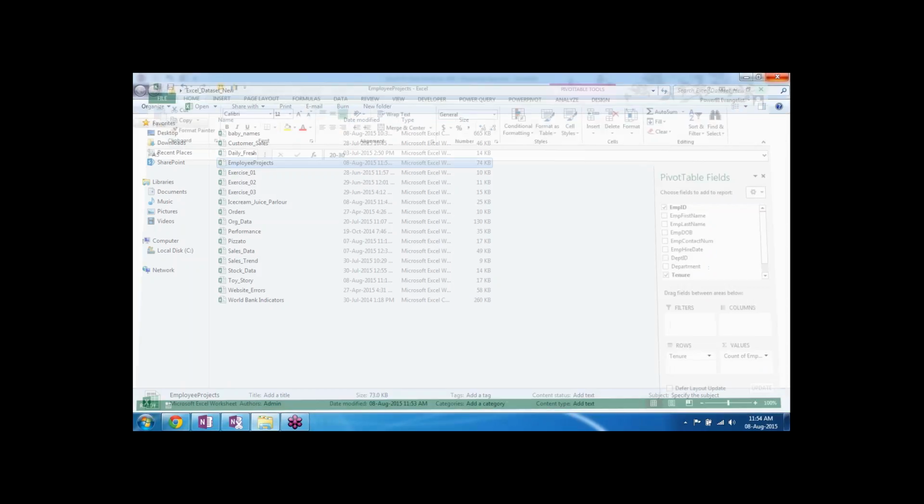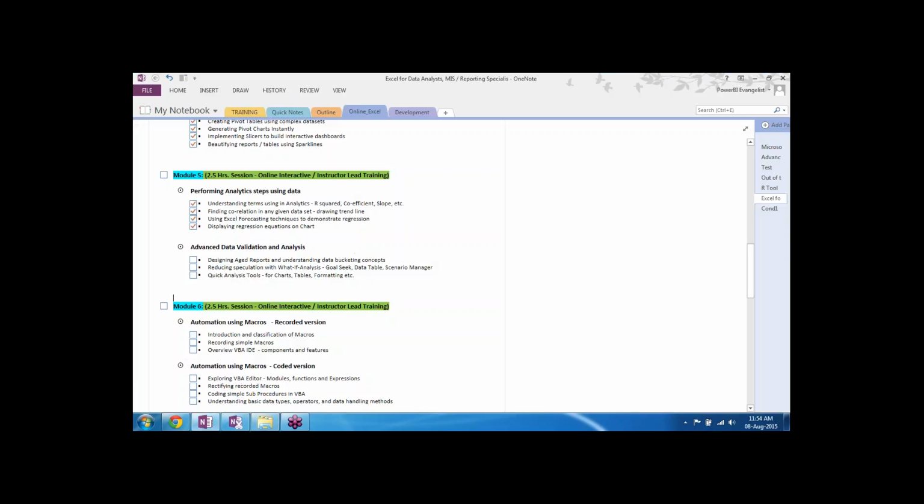So let's move on to the next topic, which is again a very interesting topic, based on how to reduce speculation and work with something called what-if analysis in Excel. What is what-if analysis? These are the final analysis related topics that we will be talking about in this particular module.